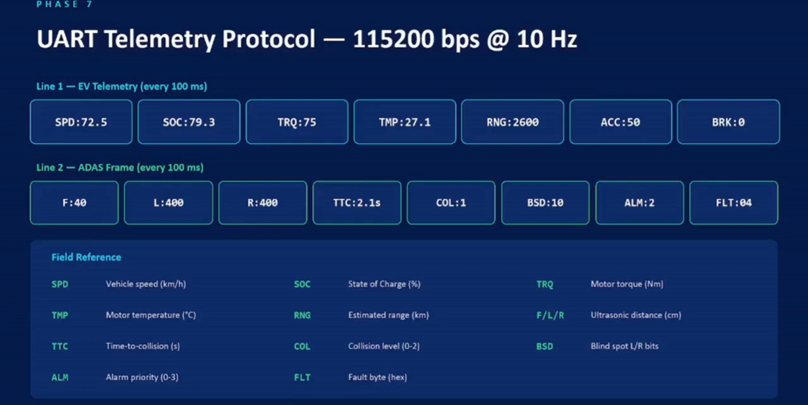And next thing, UART telemetry. After calculating the vehicle parameters, the STM32 sends the information to the computer through UART communication. STM32 transmits data every 100 milliseconds, which means the dashboard updates approximately 10 times every second.